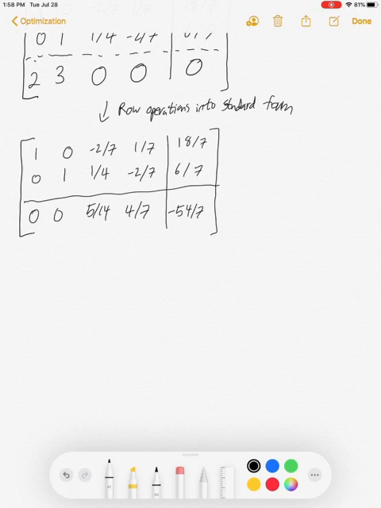Okay, so now the elements in the last row are the reduced costs. So we notice that both 5/14 and 4/7 are positive. So both of our reduced costs are positive, and that means we're actually already at the optimum. So if one of those reduced costs was negative, then we'd have to chug along and do the simplex method with this matrix. But they both happen to be positive, so we can actually stop here.